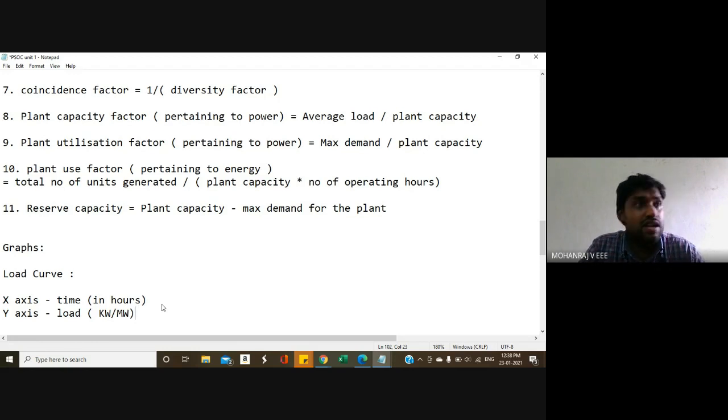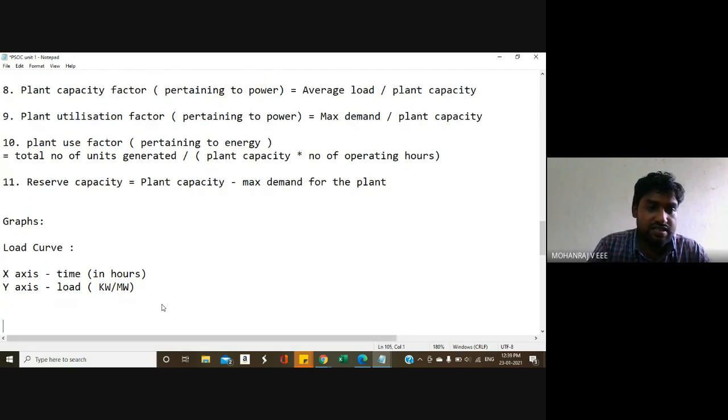Say for example, from 0 to 4 hours I have a load of 20 megawatts. So what I will do is draw a straight line at 20 megawatts, which is available in the y-axis, from 0 to 4 in the x-axis. Likewise, we can draw our load curve. So in the load curve, the x-axis has time in hours and the y-axis has the load in kilowatts or megawatts.